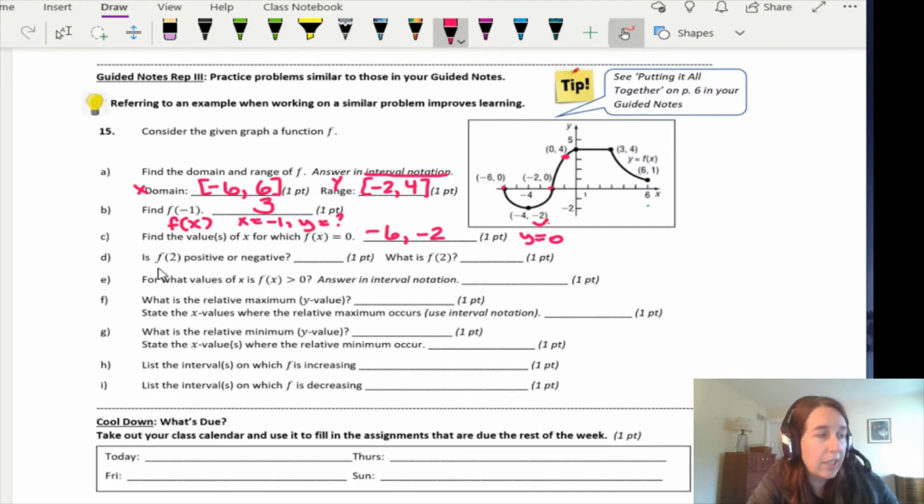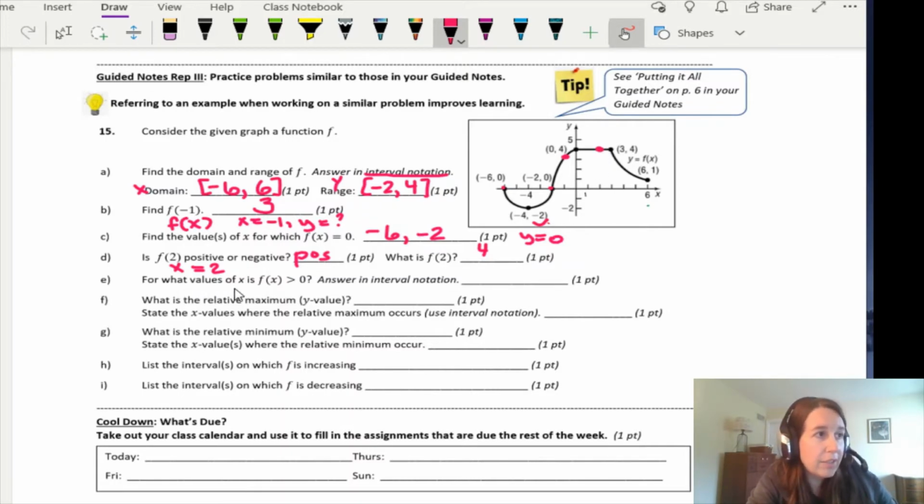All right, next one. Is f of 2 positive or negative? So in other words, x equals 2, and then we're going to look at whether the y value is positive or negative. If we go over to x equals 2, I'll plop a point down on there. That's x equals 2 and y equals, well, actually, y equals 4. So obviously that is positive for y because the y value is 4. We can tell it's positive, though, because it's above the x-axis.